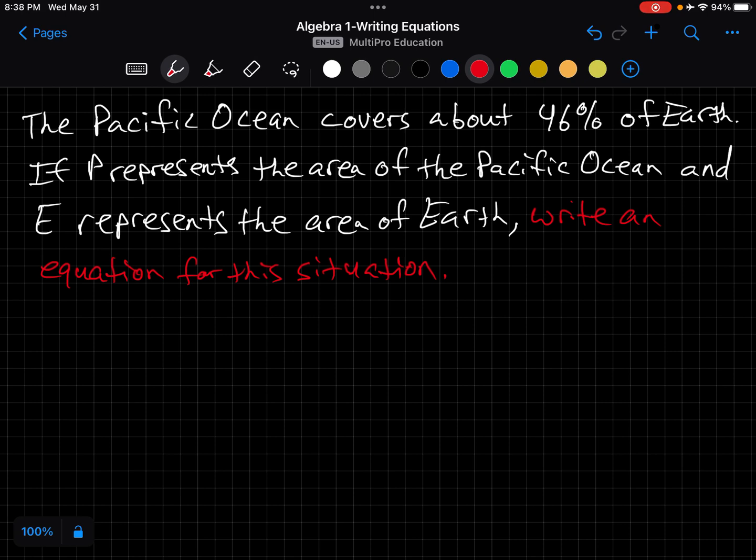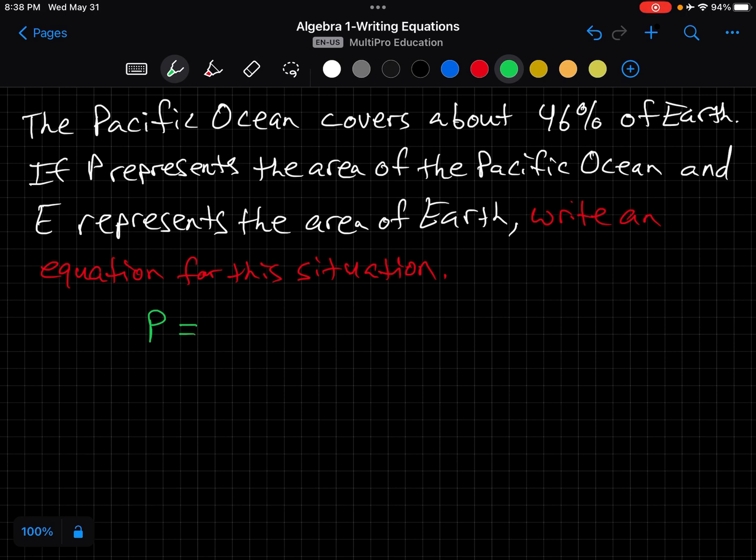Okay? So P is only part of E, because E is the entire Earth, and P is part of the Earth. And how much of it is it? It's 46% of the entire Earth. Okay? So let's write this out.